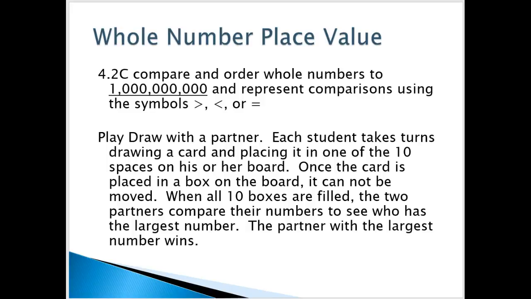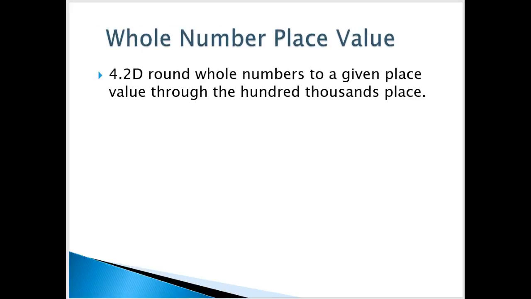Then 4.2c, you can compare. We're comparing and ordering numbers. Notice you can play draw with a partner and fill all the boxes. That activity is online for you. And then 4.2d is rounding. And notice we round through the 100,000ths place.